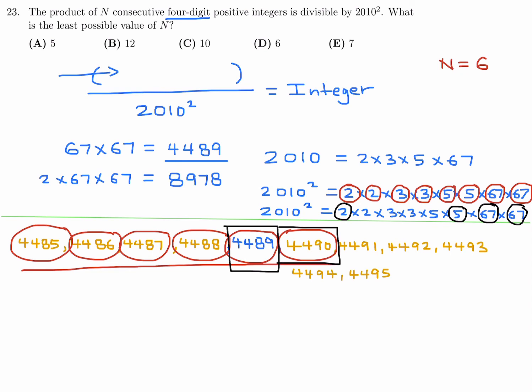4491, does that contribute or help us in any way? Is it divisible by 3? The answer is yes. So that takes care of 1 3. And it's divisible by 3 again. So I can circle another 3. 4492, obviously that's divisible by 2 since it's even. And I think that's it.